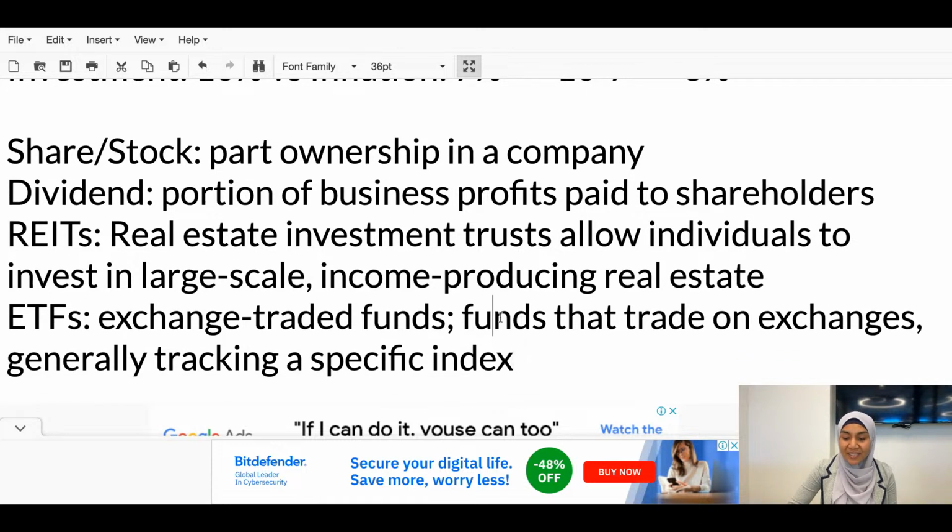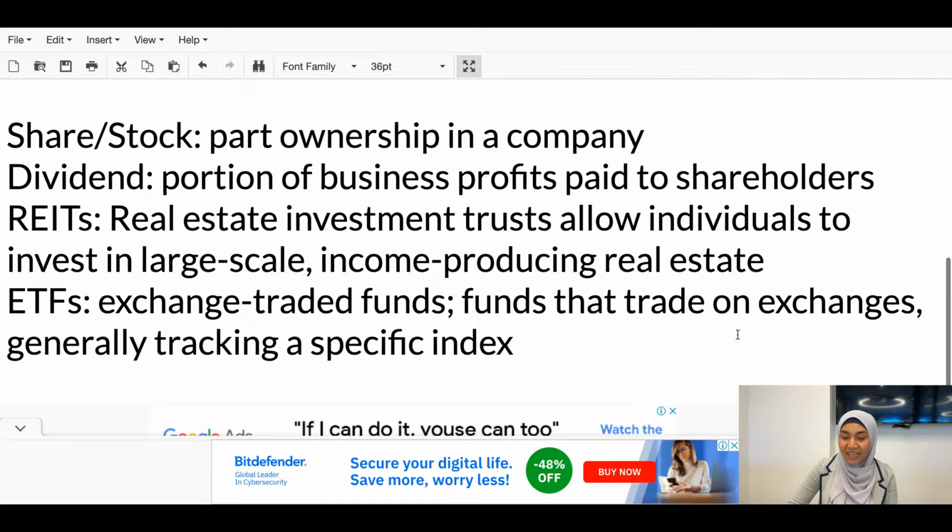So these are basically funds, which means a pool of money, and it trades on exchanges. Exchanges is basically a market where shares and stocks are being bought and sold. The Australian share market, ASX, for example. But I'll be sharing with you a platform that I personally use. So this is another way that you can invest in not just one business.